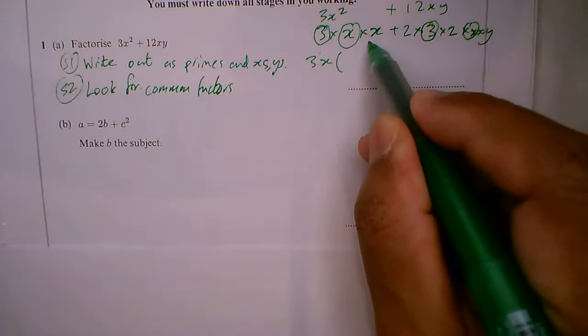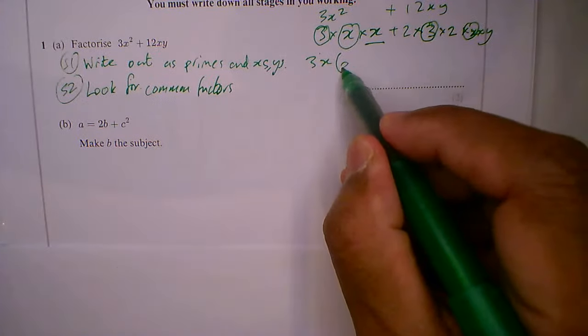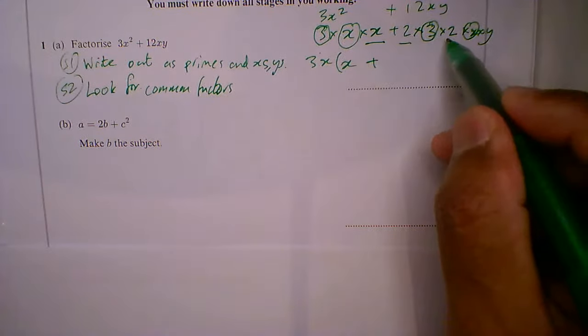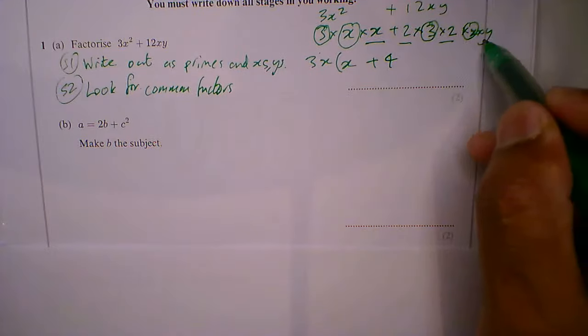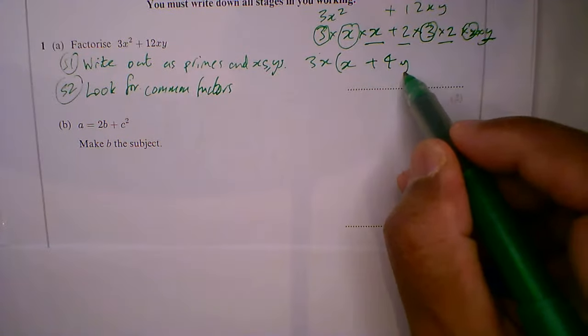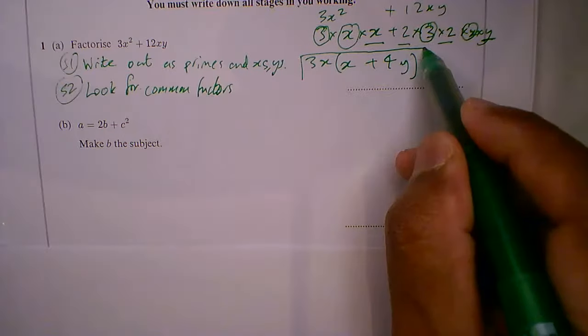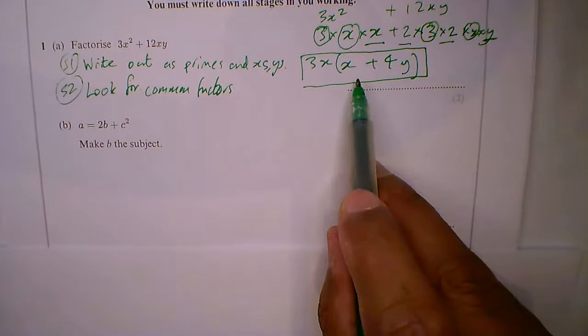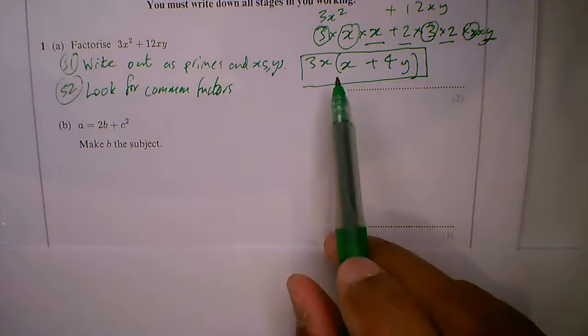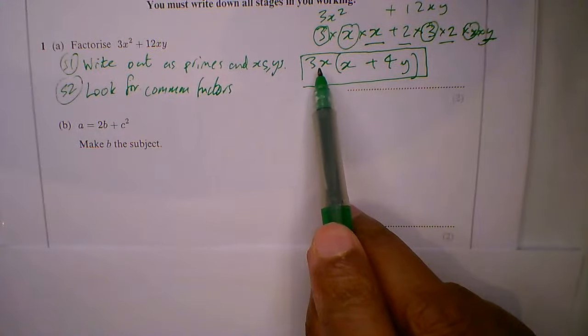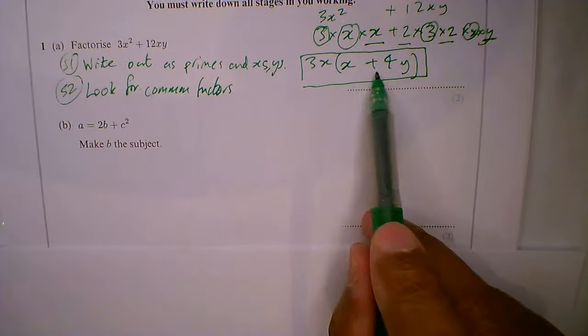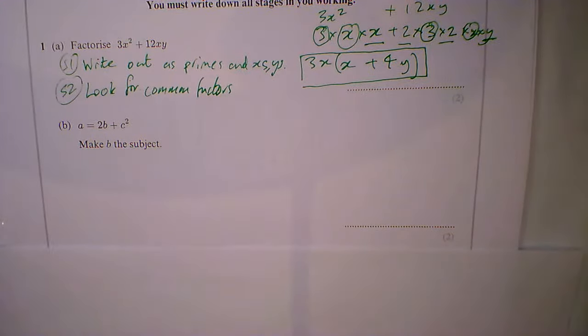3x. What do I have left? I've got x, plus 2 times 2 is 4, and I've got a y there, so 4y. So my final answer is 3x brackets x plus 4y. Now you'll have 1 mark for one of these terms and then the second mark for it being fully correct.